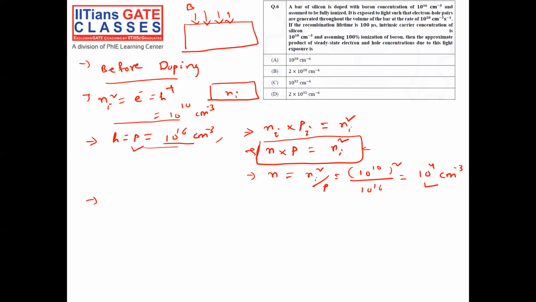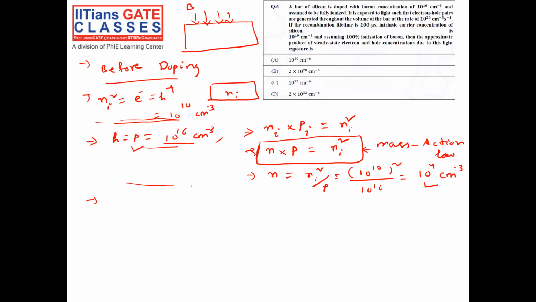From the mass action law. This is called mass action law. You might have studied that law. Okay, so now what happened? First, initially it was intrinsic.